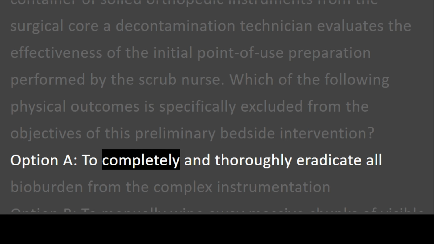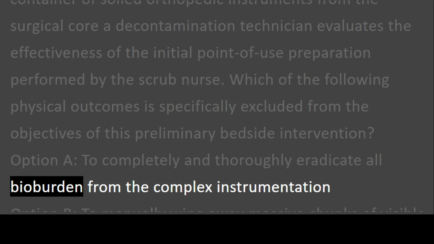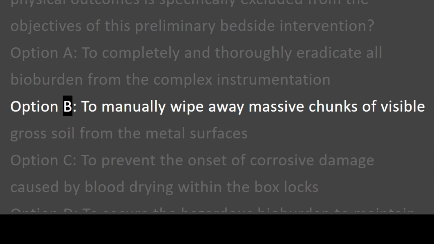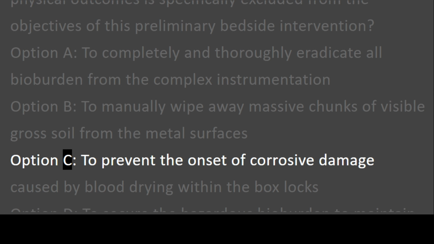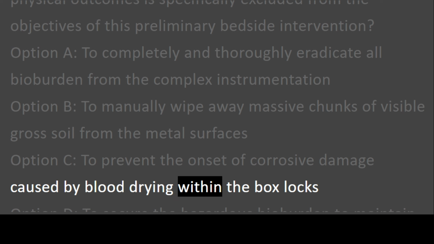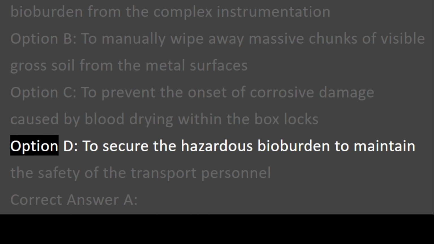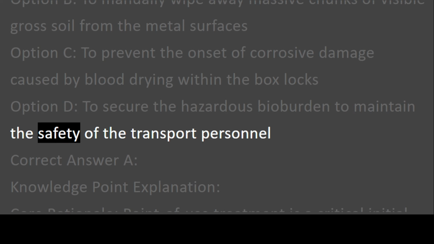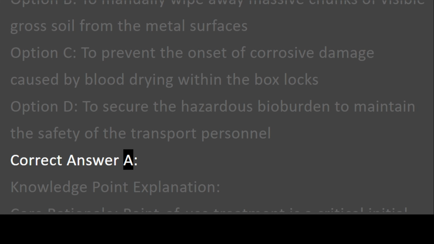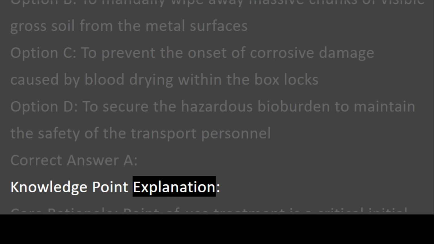Option A. To completely and thoroughly eradicate all bioburden from the complex instrumentation. Option B. To manually wipe away massive chunks of visible gross soil from the metal surfaces. Option C. To prevent the onset of corrosive damage caused by blood drying within the box locks. Option D. To secure the hazardous bioburden to maintain the safety of the transport personnel. Correct answer A. Knowledge point explanation.